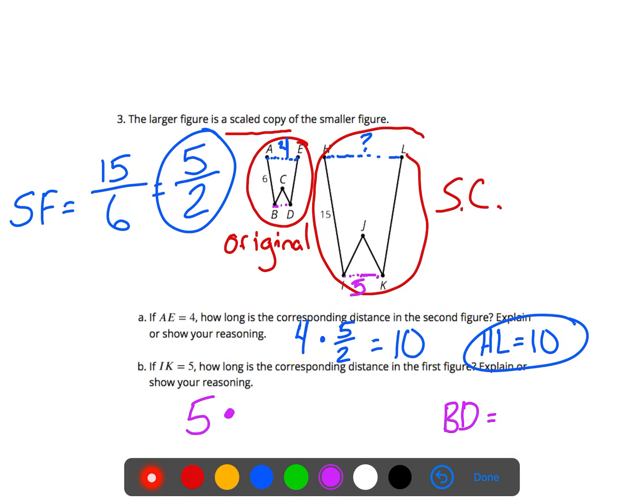What that is, is using the reciprocal. If I were to take 5 times the reciprocal of 5/2, which is 2/5, I will calculate in reverse what that scale factor did. So notice reciprocal: I took my numerator and denominator and flipped their places to get 2/5. This multiplying by a reciprocal undoes what multiplying by 5/2 does. So my answer to that is 2. That tells me the distance from B to D is 2 for that question.